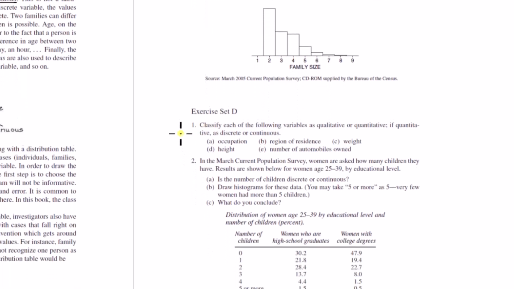Okay, so now let's answer the exercise problems. Classify each of the following variables as qualitative or quantitative. If quantitative, as discrete or continuous. Occupation. What is your occupation? That is qualitative. Region of residence. That's qualitative. Weight. That's quantitative, continuous, right? There are no fixed differences between each answer that are required. Height. Quantitative, continuous. Same idea. Number of automobiles owned. Quantitative, discrete. You can't say I have 1.5 automobiles.